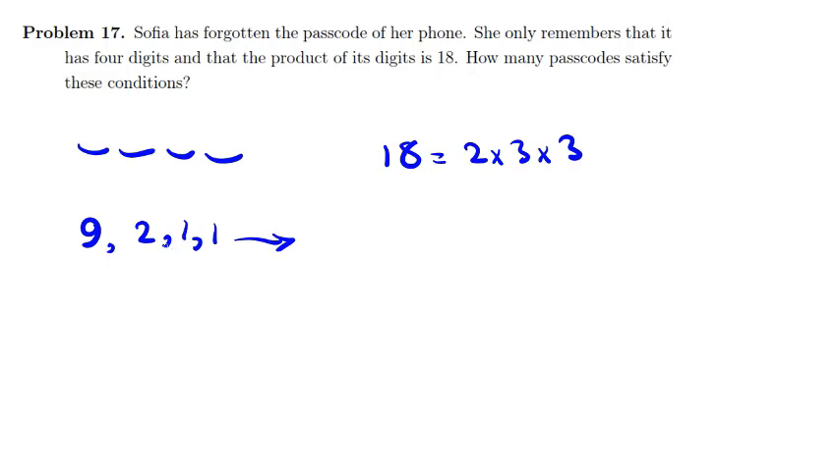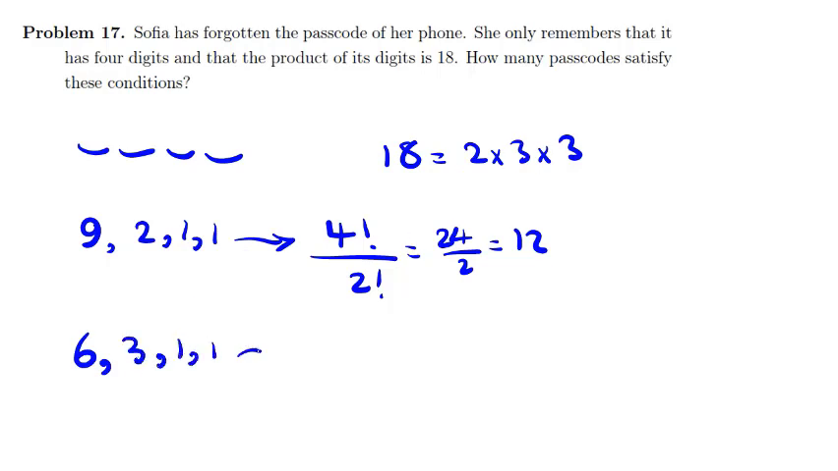You should know that. If you don't know that, feel free, as I said, to send a message to my WhatsApp number in the description and comments to learn that. 4 factorial over 2 factorial, which is 24 over 2, which is 12. And we can't have 8 as the maximum because we have 2. 7 is impossible. 6: if we have 6, 3 is left. 6, 3, 1, 1. Again, 4 factorial over 2 factorial, which is 12.